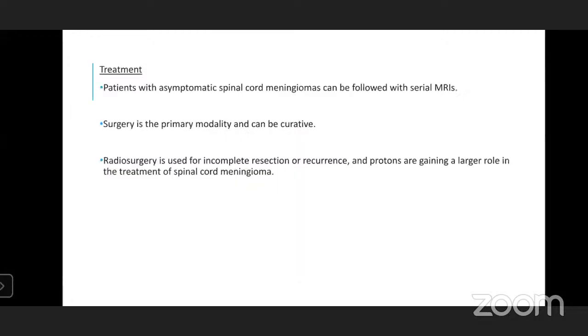So the patients with asymptomatic meningiomas can be followed with serial MRIs. Surgery is the primary modality and can be curative. Radiosurgery is used for incomplete resection or recurrence, gaining a larger role in treatment of spinal cord meningioma.